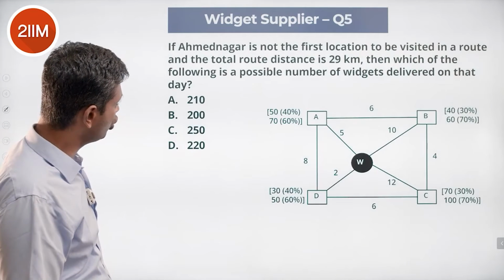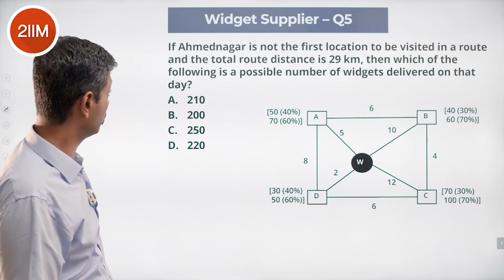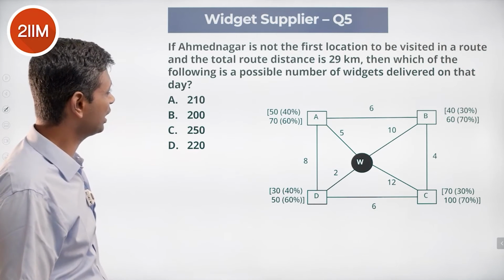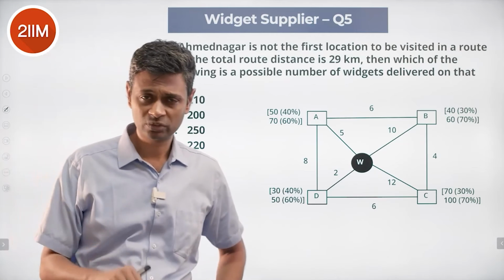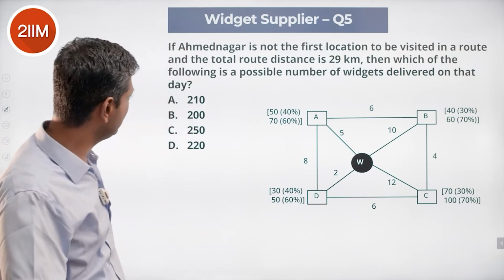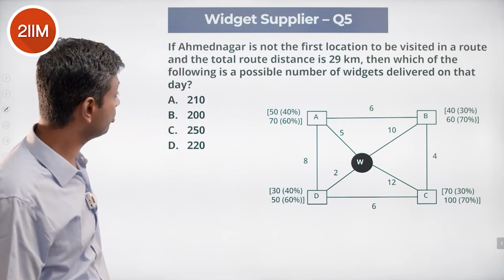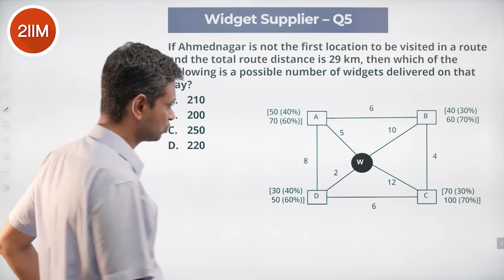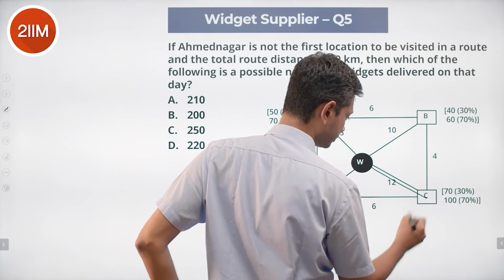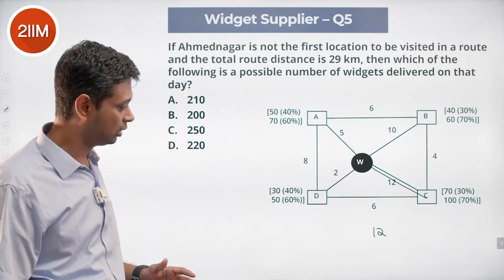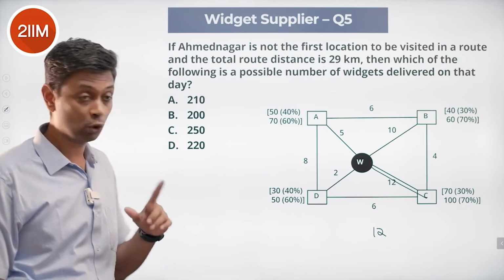If Ahmednagar is not the first location to be visited in a route, and the total route distance is 29 kilometers. If Ahmednagar is not the first, then that means we are starting with C. That much I know. So which of the following is a possible number of widgets delivered on that day? We're starting with C, just 12 is done. Right, that 12 is done. And I have 17 more kilometers to do.